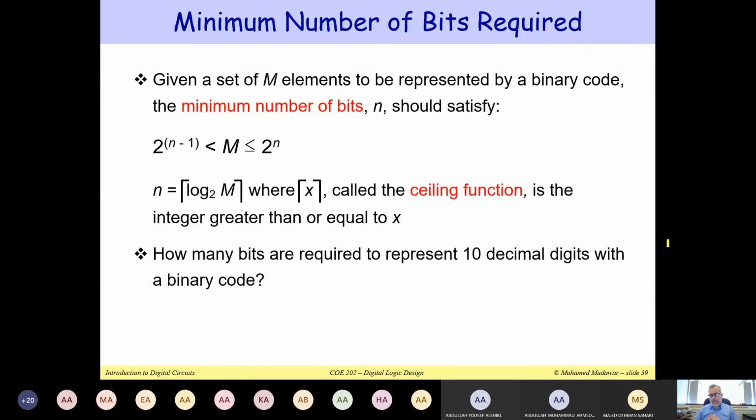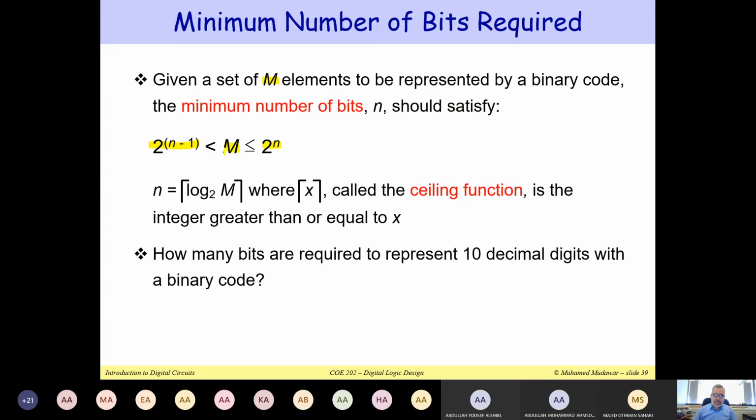So the minimum number of bits required to encode a set of elements: here my set consists of M elements, where M is the number of elements in the set. Because we are going to represent each element with a binary code, binary here means that the base, or radix, is 2. We have to determine n. N is defined such that M will be between 2 to the power n minus 1 and 2 to the power n.